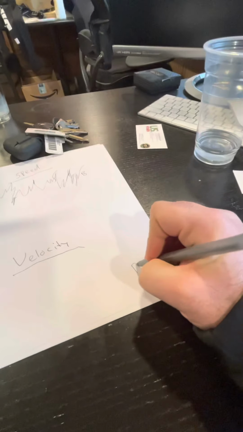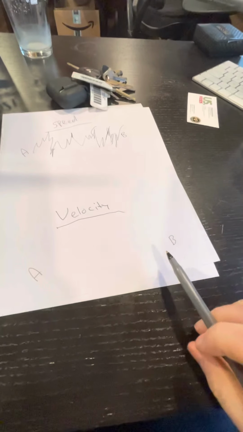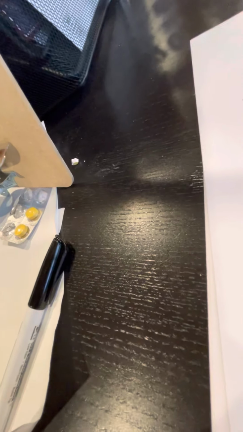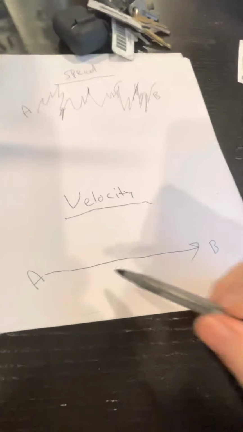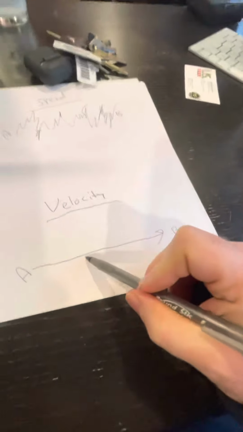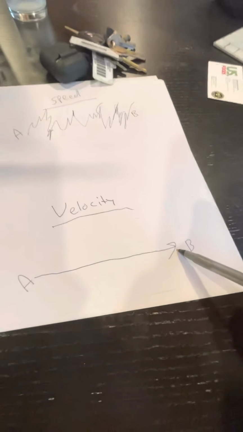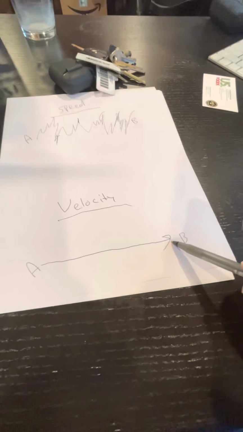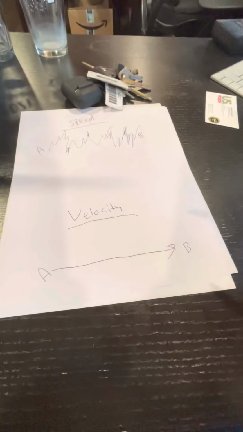Okay. So what velocity is? Velocity is the shortest point or the shortest distance between A and B, okay? So this is Los Angeles, this is New York, right? Velocity is this. Okay, velocity is that, okay? They might have gone a little bit slower, maybe taken it easy a little bit, but they went from A to B and they did it in the shortest distance possible, the straightest line possible.